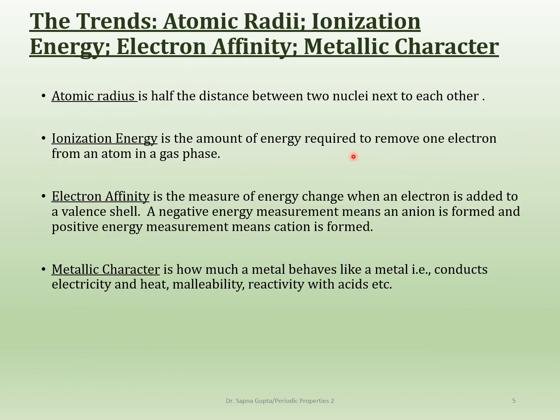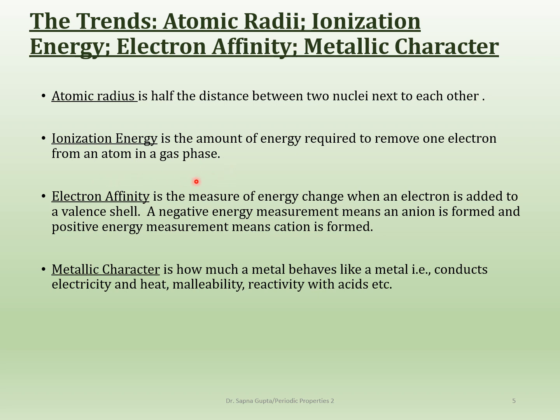So here are the 4 things that again we're going to talk about. Atomic radii, which is half the distance between the 2 nuclei next to each other. That is how atomic radius is measured because it's too tiny also, right? So atomic radii is actually measured in angstrom, which is 10 to the negative 10. Nano is 10 to the negative 9. Angstrom is 10 to the negative 10.